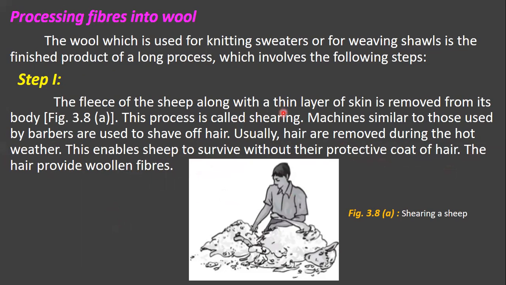See, shearing means the hair of the sheep along with the thin layer of the skin is removed from the sheep's body. For shearing, the machines similar to those used by the barbers are used, to remove the hair and thin layer of the skin of the sheep. Usually the hairs are removed during the hot weather, means during the summer season, and this enables the sheep to survive without their protective coat of hair, and the hair provides the woolen fibers.